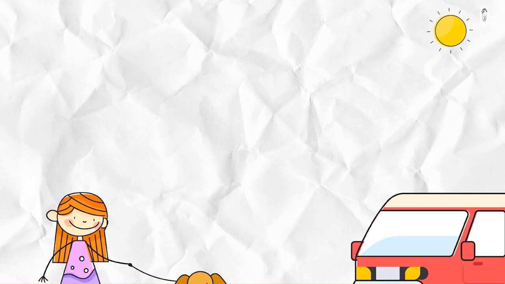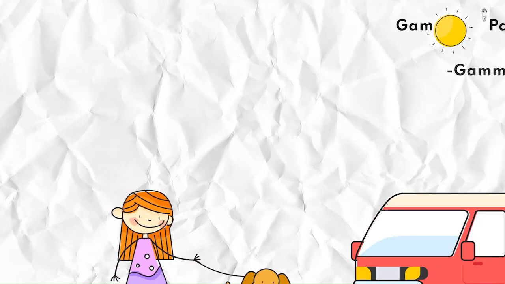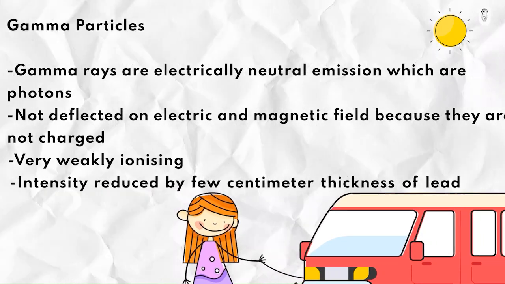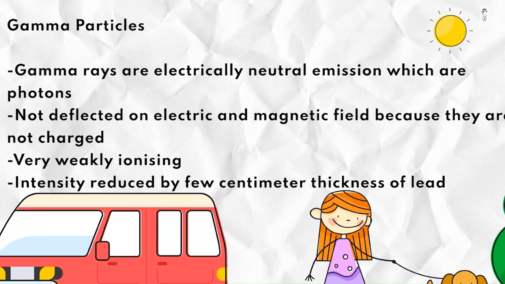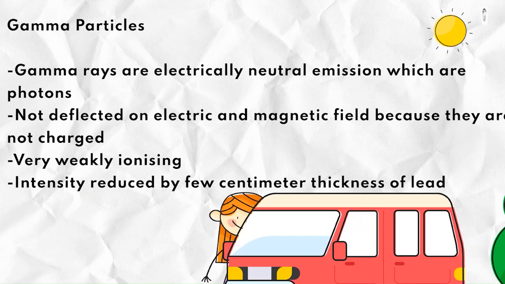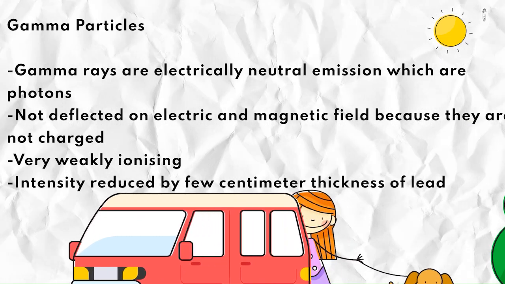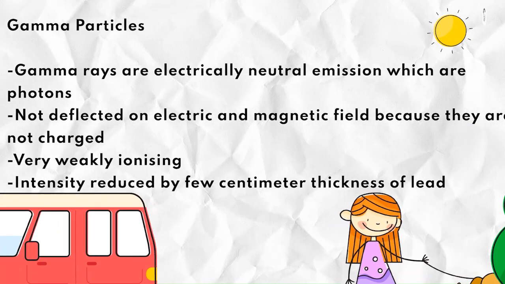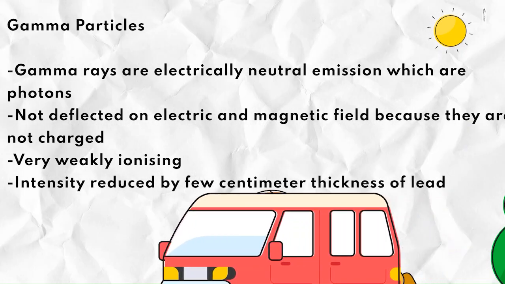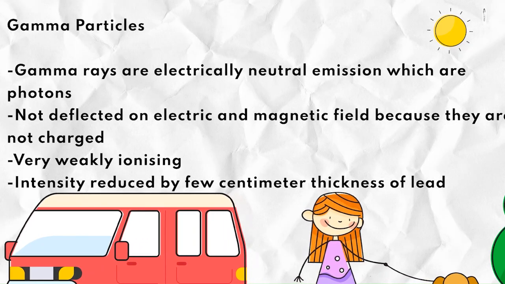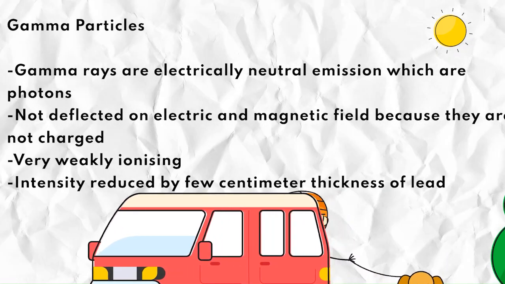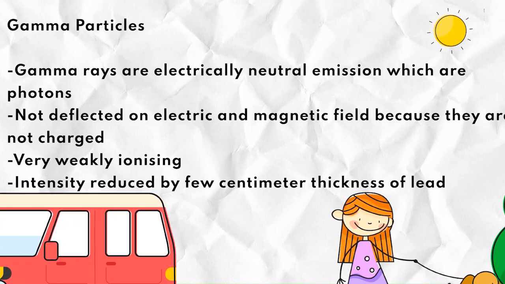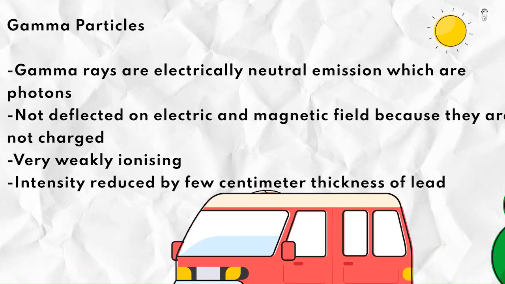Then come the gamma rays. Gamma rays are electrically neutral. Why? Because they are photons. Because they are photons, they are not deflected by electric or magnetic fields. Definitely, because photons are not charged particles. They are very weakly ionizing, and their intensity is reduced by a few centimeters thickness of lead.